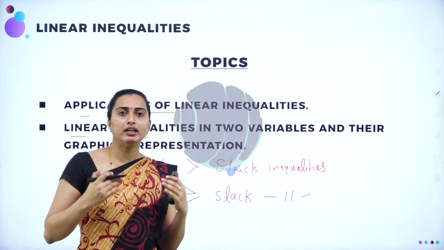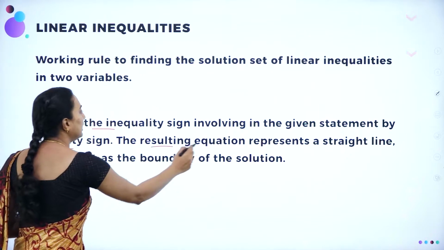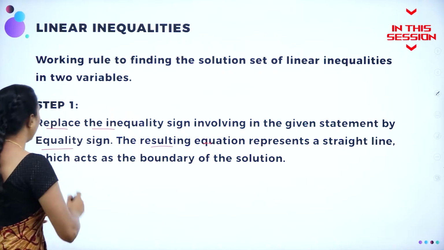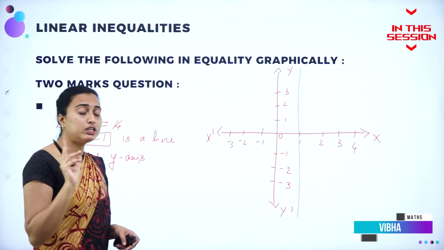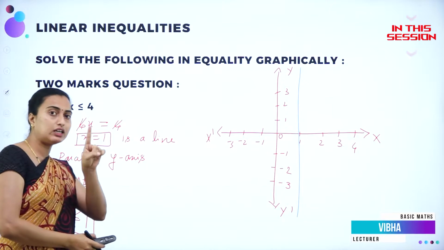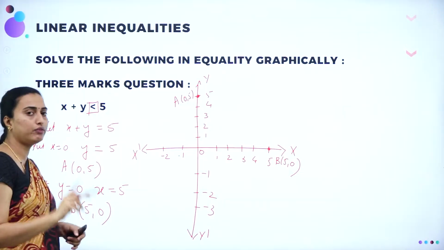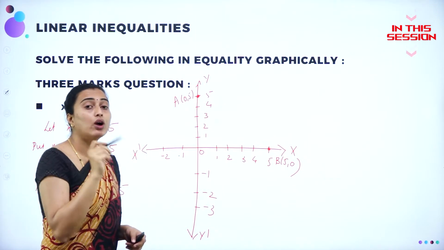If you multiply and divide by a negative real number, the inequality will change. The resulting equation represents the straight line which acts as a boundary of the solution. 0 is never equal to 1, but 0 is lesser than 1. If they have given a slack inequality, one condition will be true. Okay? If they have given a strict inequality, the point should be joined by a broken line.